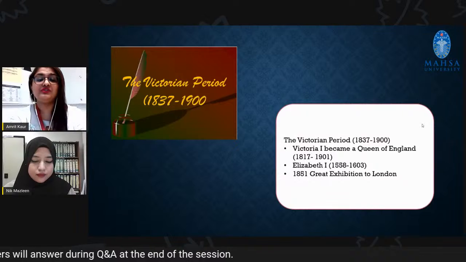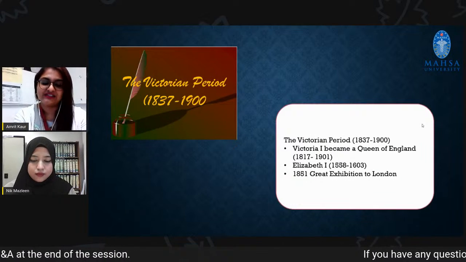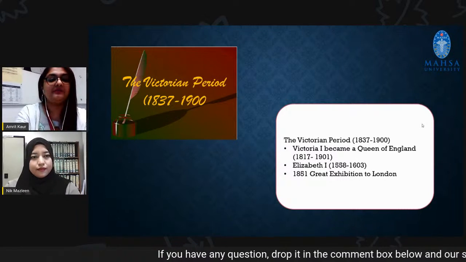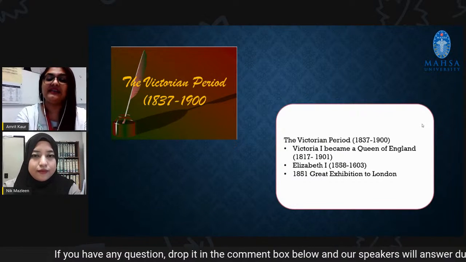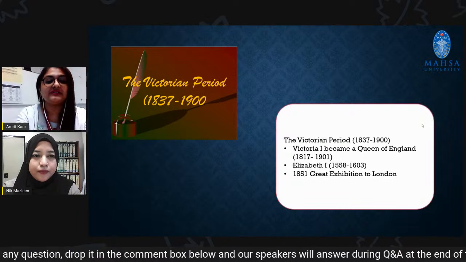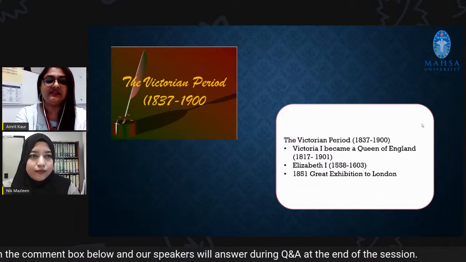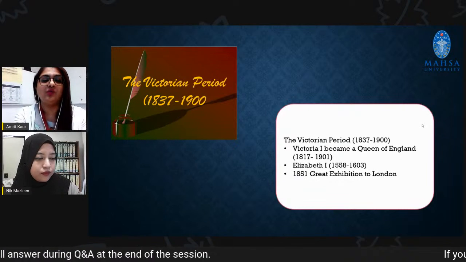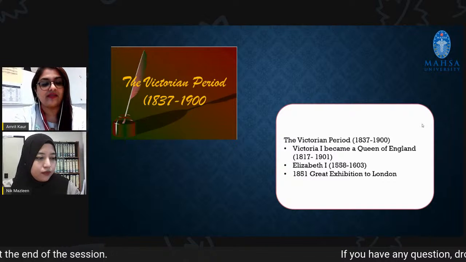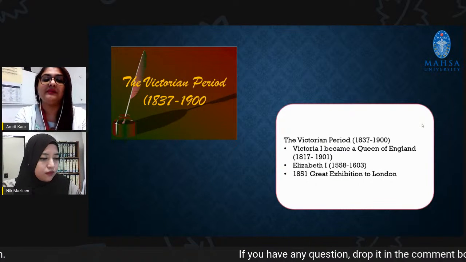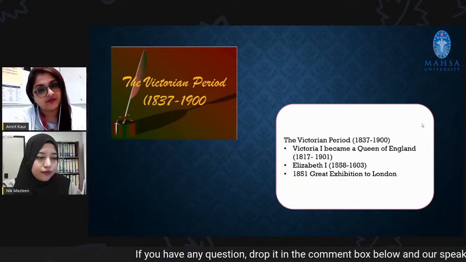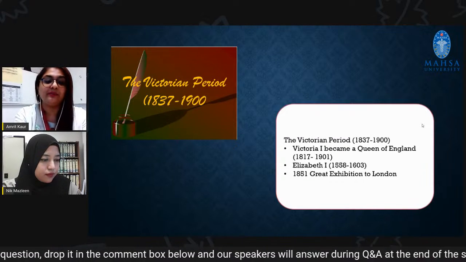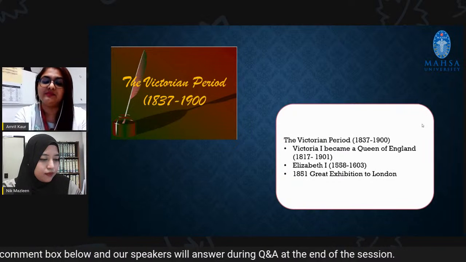And then we move on to the Victorian period, which is the second last. In the Victorian period, Victoria the First became the Queen of England in 1817. That was 3 years after the death of Coleridge and 13 years before the death of Wordsworth. She reigned until her own death in 1901. The only reign of England of comparable length is that of Elizabeth I, as you can see there. And like Elizabeth, Victoria had not only a political but a literary epoch named for her.